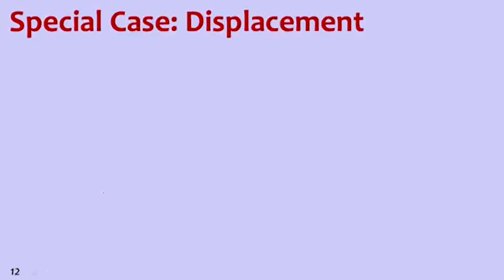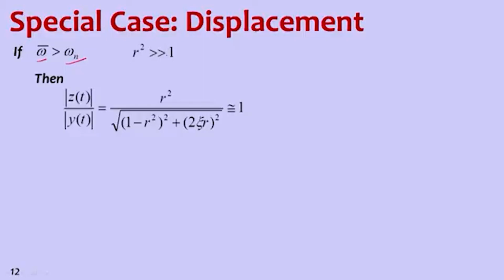Similarly, we measure displacement. How do we measure displacement? When forcing frequency is much larger than natural frequency of the system. So r square is much greater than 1. When r square is much greater than 1, the ratio r square by 1 minus r square whole square is approximately equal to 1. If you substitute some value here, say r value is 100, and check, we will get approximately the same value for numerator and denominator. Damping will not have any effect there. So z by y is equal to 1.